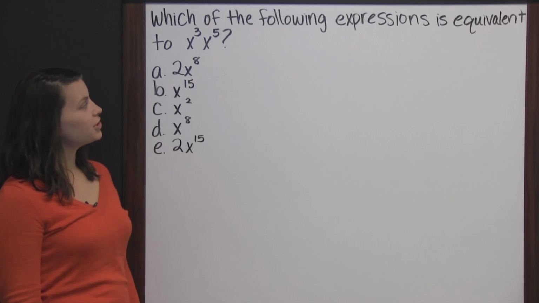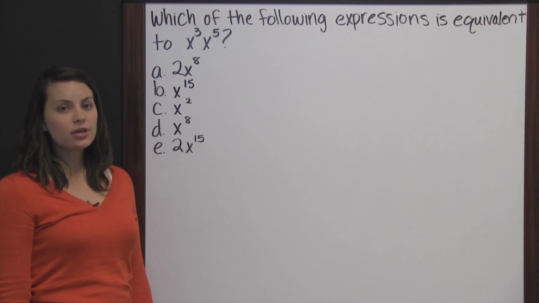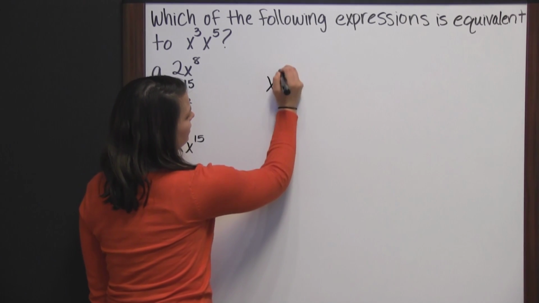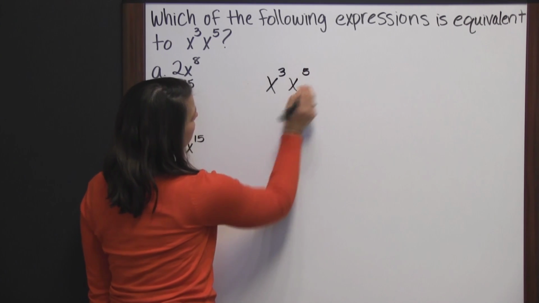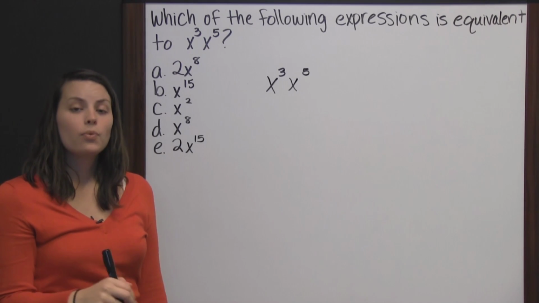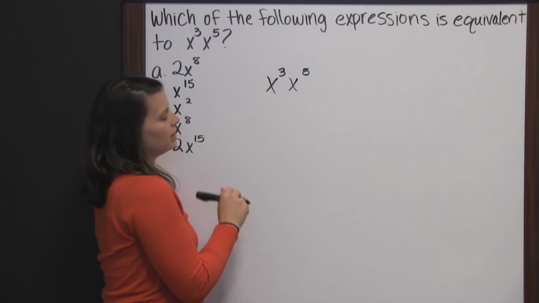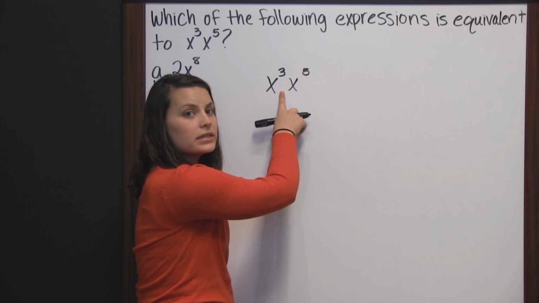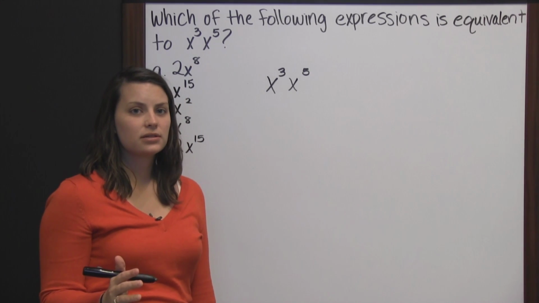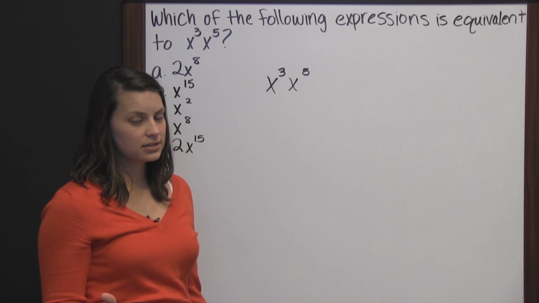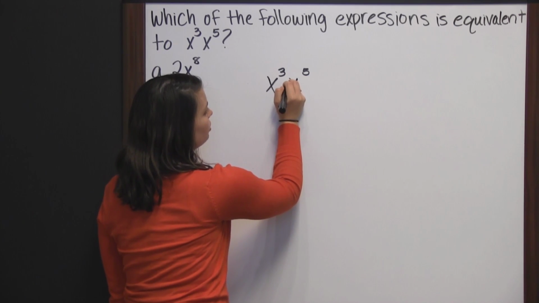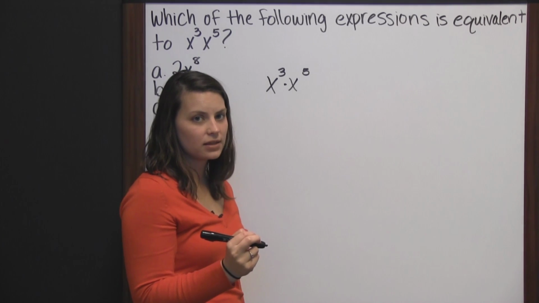Which of the following expressions is equivalent to x cubed times x to the 5th? First of all, we need to recognize that when you have two letters or a number and a letter next to each other with no operation symbols in between them, meaning there's no addition sign, subtraction, division, it is always understood that we are multiplying these together. So this is x cubed times x to the 5th.